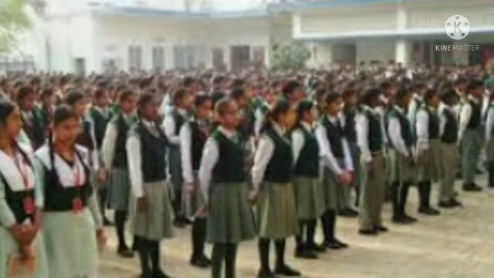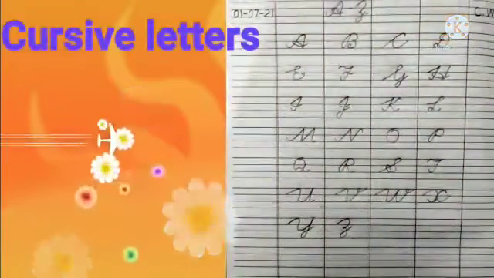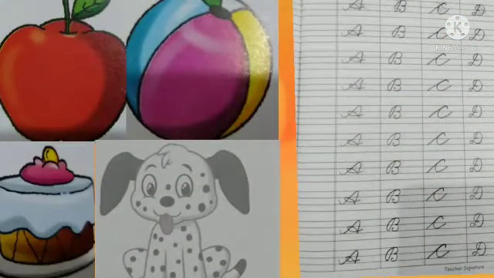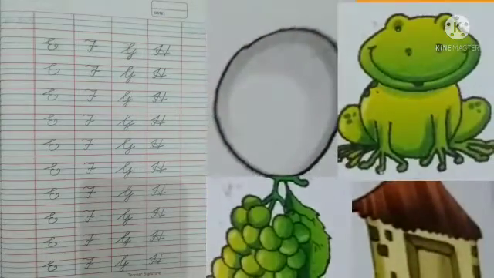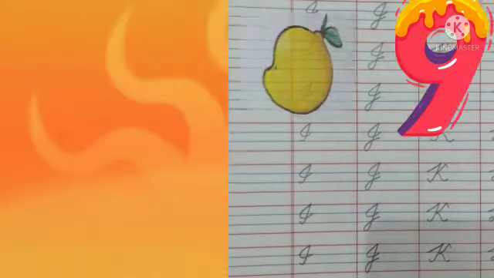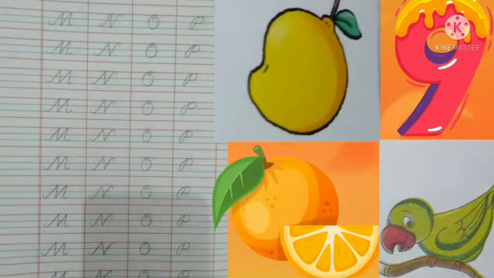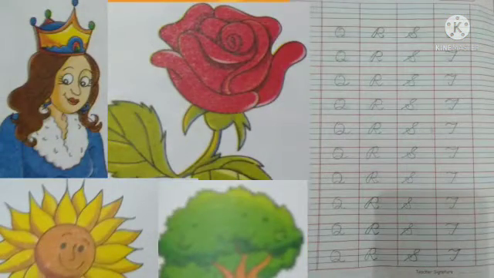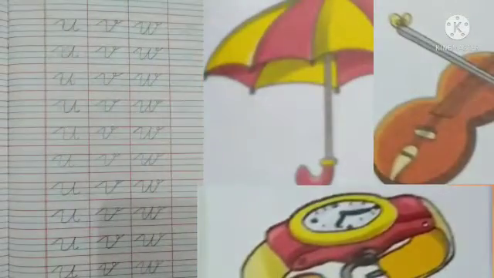Today I am going to teach you capital cursive letters A to Z. In previous videos you learnt formation of A, B, C, D, E, F, G, H, I, J, K, L, M, N, O, P, Q, R, S, T, U, V, W, X, Y, Z.